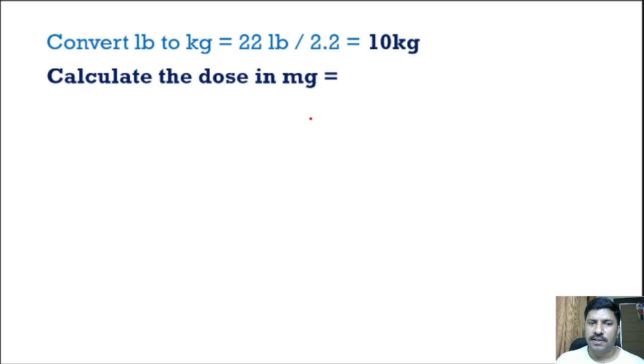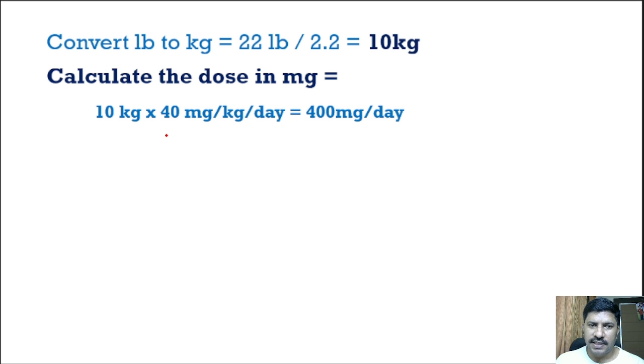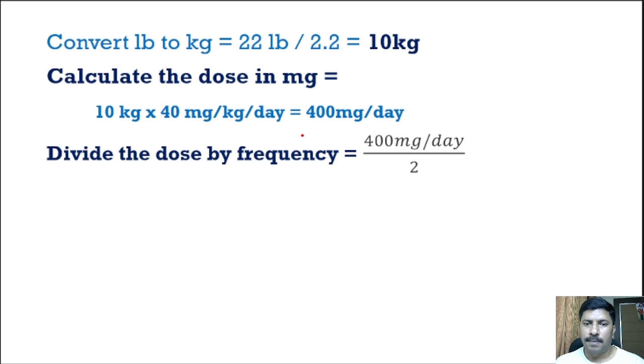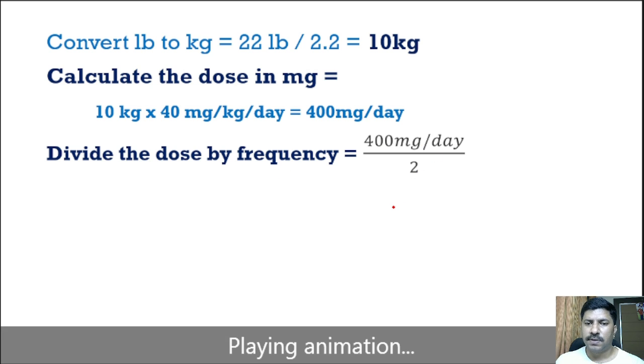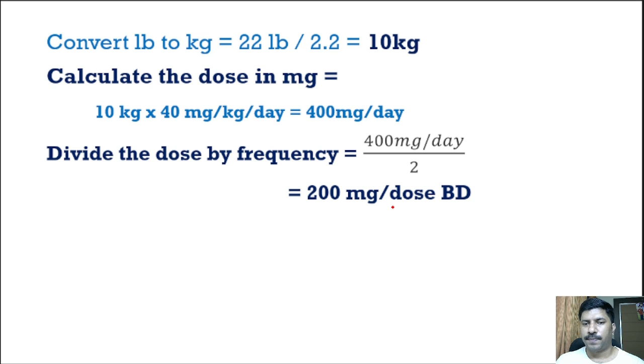Then we need to find the daily dose. To get the daily dose, the baby's body weight of 10 kilograms is multiplied by the required dose, 40 milligram per kilogram per day. It will come to 400 milligram per day. But the daily dose should be equally divided into 2 doses. That is BD. To get the dose, we divide the daily dose by the frequency, that is 2. 400 mg per day divided by 2 is equal to 200 mg per dose. 200 mg we need to administer each dose.